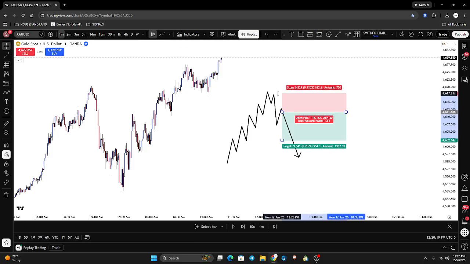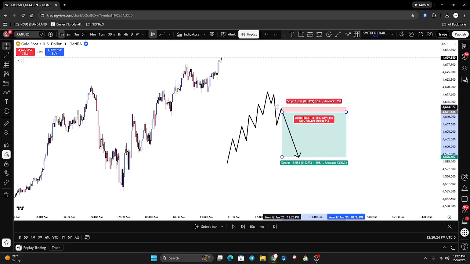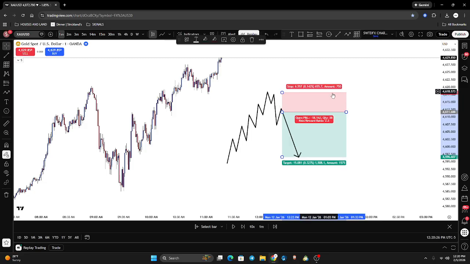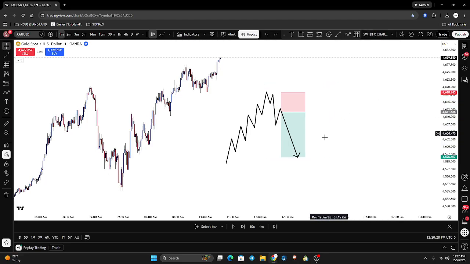You would enter right here, make stops right here just in case. In reality, your stop loss would be right here. But sometimes price likes to wick, so just let it wick out. And that's it. Simple as that.